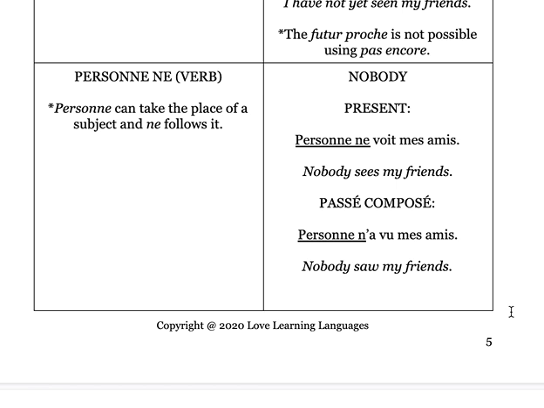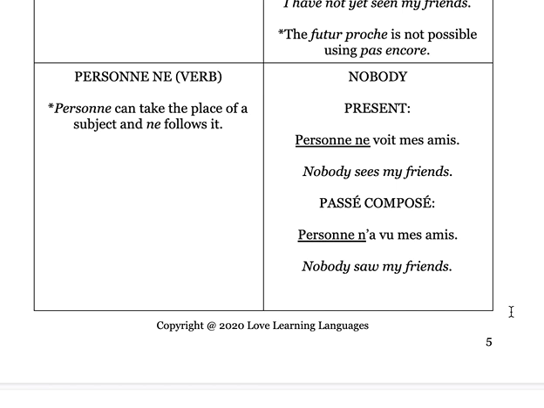Personne ne voit mes amis. Now you might ask me, hey, Jennifer, can I leave the ne out of that one as well if I'm speaking and just informal? Sure you can. Yeah, the ne is always optional in informal speech. So that means nobody sees my friends. And just an important note, when you're using personne as the subject of your sentence, it's going to take the conjugation of the third person singular, just like il, elle, and on, which is why voir has a T on the end of it.